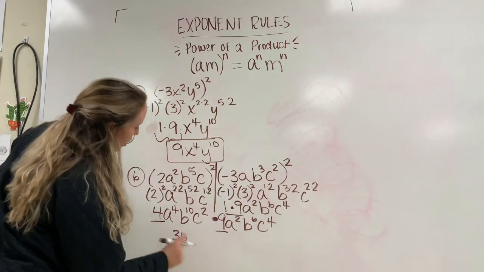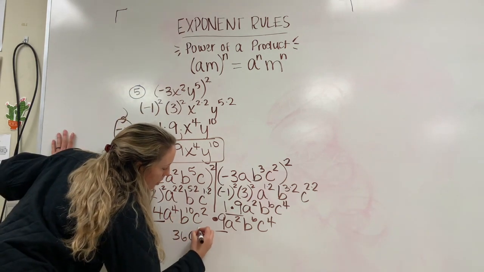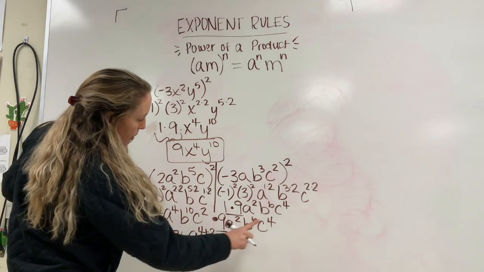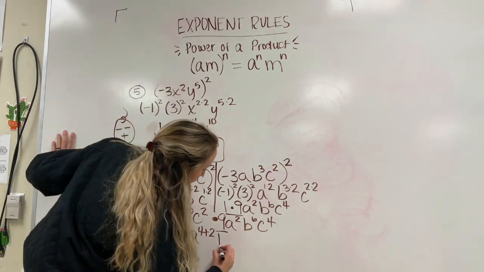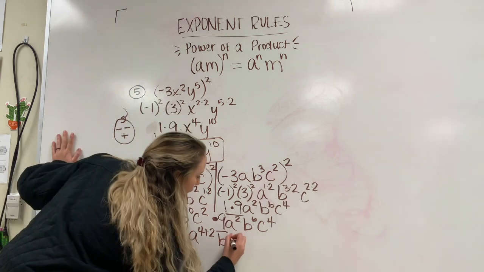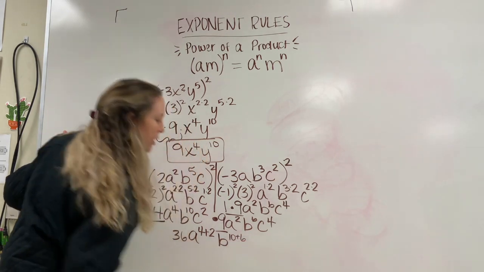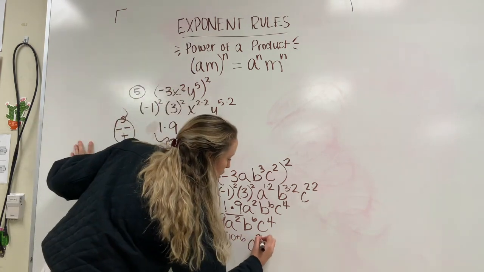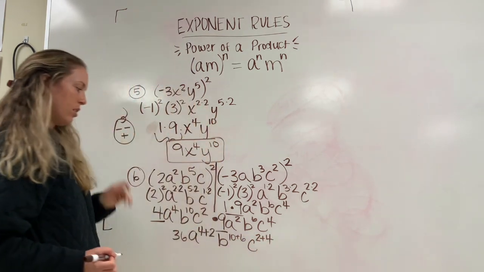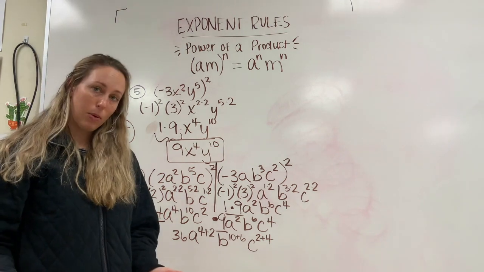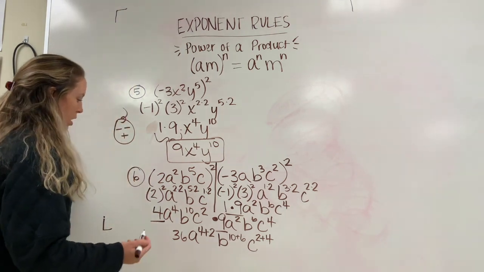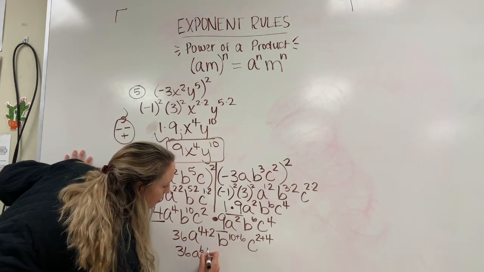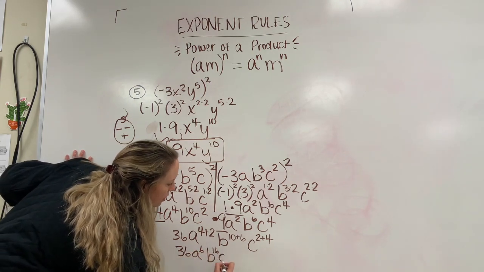Okay, so that becomes a to the 4 plus 2. Same thing with the b's and the c's. So we got b to the 10 plus 6 and c to the 2 plus 4. We are adding the exponents now. So our final answer is 36, a to the 6th, b to the 16th, c to the 6th.